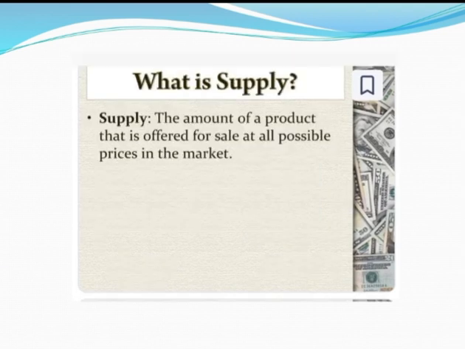So next one, what is supply? The amount of product that is offered for sale at all possible prices in the market. Supply basically is the available quantity supplied in the market in a given period of time by the supplier, with their profit margin in mind. Suppliers definitely think about the profit margin.